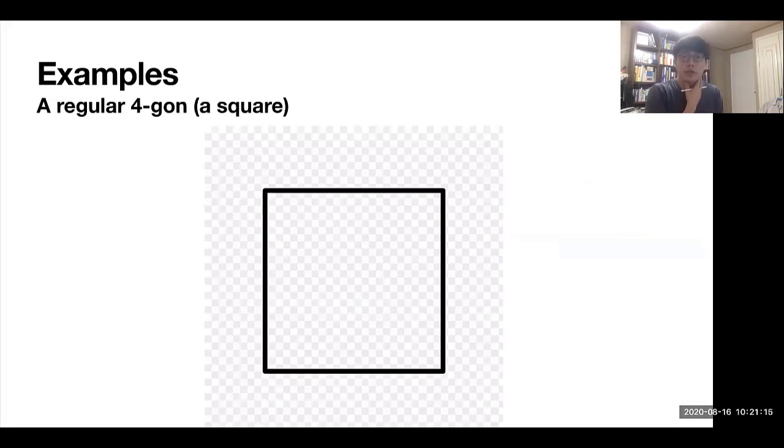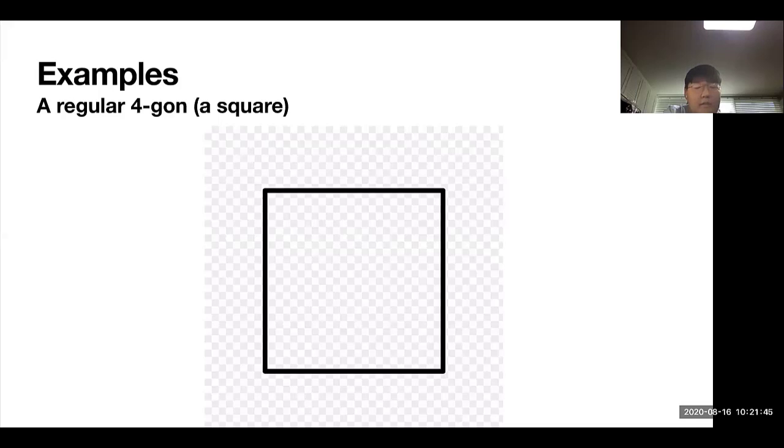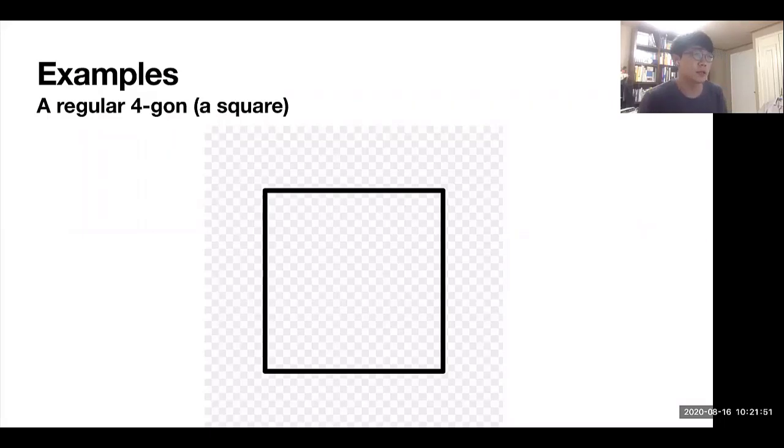So maybe we can try to work through this example together. This is a regular four-gon. In other words, it's just a regular square. Can somebody help me identify what are the possible symmetry transformations that you can consider on this object? Rotations, okay. Rotations by how many degrees? 90, 180, 270. Right, great. Exactly.